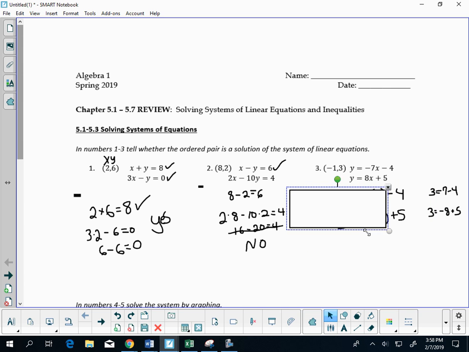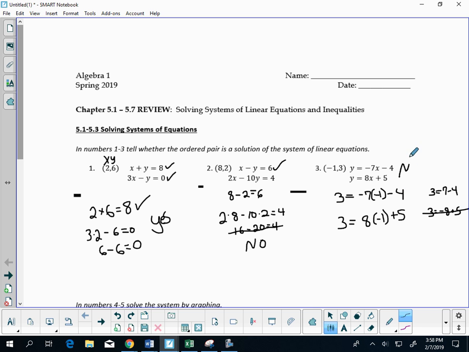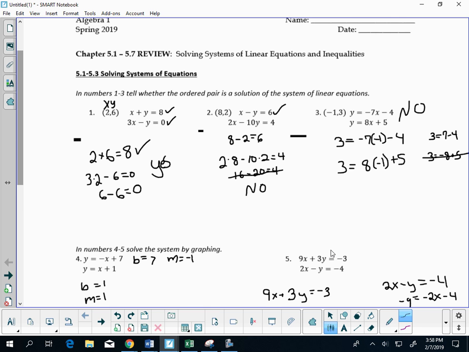On the next one, the last one, your x value is negative 1, your y is 3. You plug it in. It looks like it works for the top one because 7 minus 4 is 3. But negative 8 plus 5 is negative 3. So that one doesn't work. That one will be a no as well.